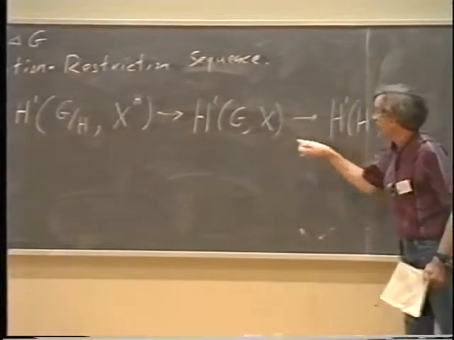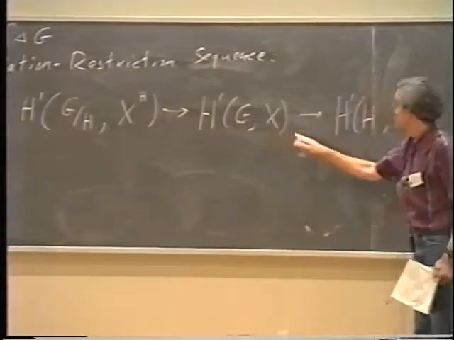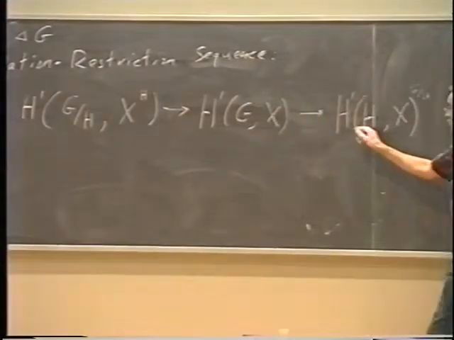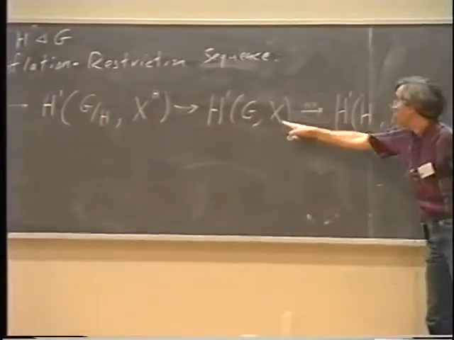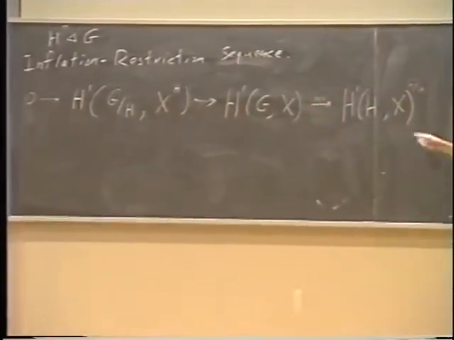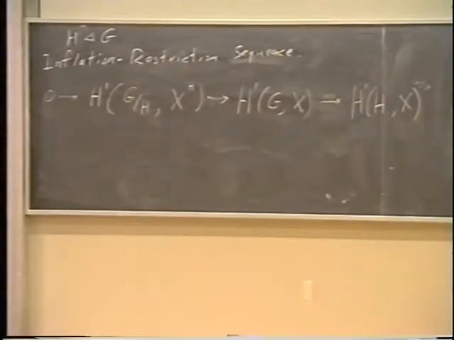So how do you get from here to here? This is a function from G to X. Just restrict it. So this is restriction, and therefore that's inflation. This is just taking a function from G to X and regarding it as a function from H to X. It's a smaller domain, that's all.